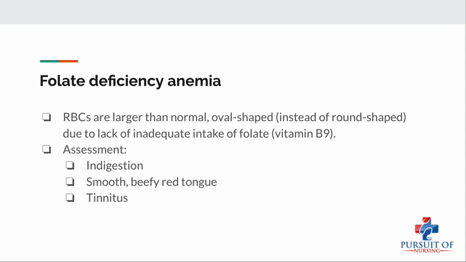So, like I said, causes can include a dietary deficiency or malabsorption issues that are found in like Crohn's or celiac disease. So, foods that are high in folic acid that you want to encourage are green leafy vegetables, any types of meat, and liver.